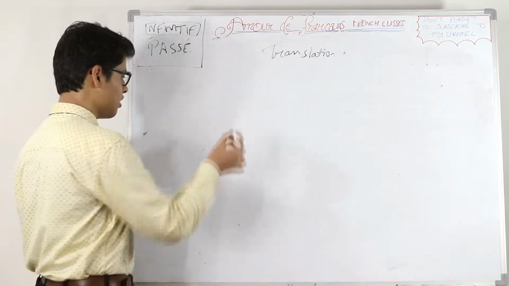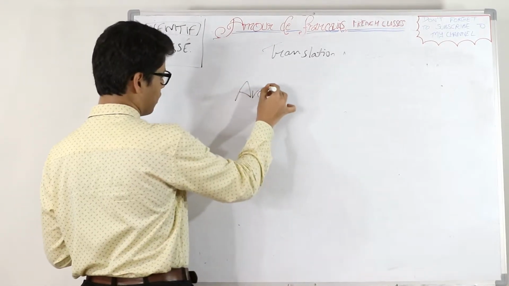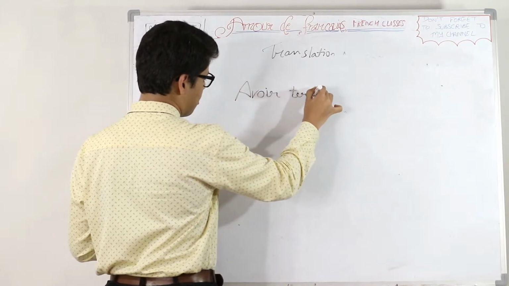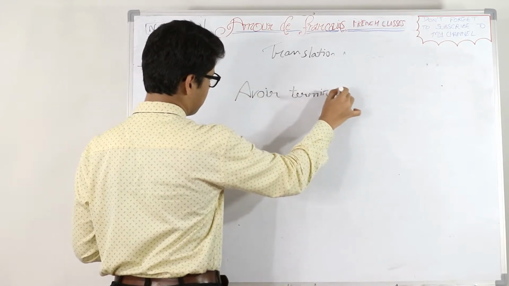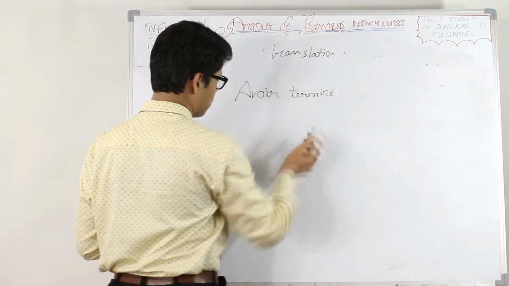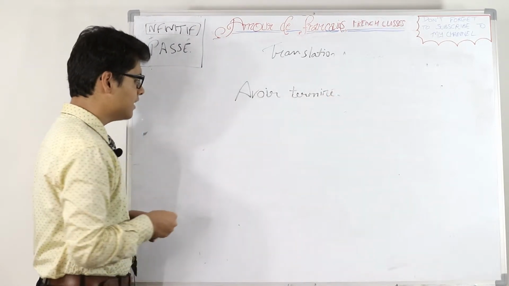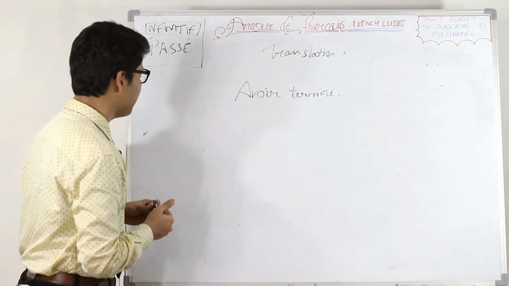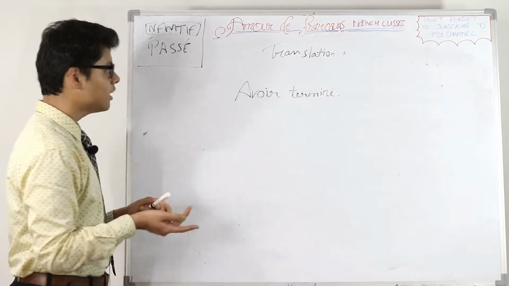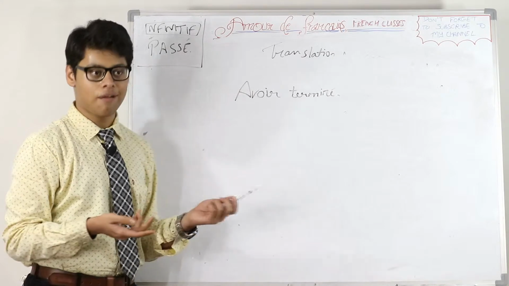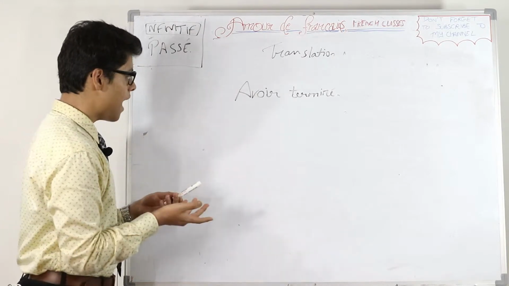Just think of it. Avoir terminé. Terminé means ended. Avoir, the auxiliary verb; we are writing it in infinitif passé. Avoir translated is "to have", terminé, "ended": to have ended.